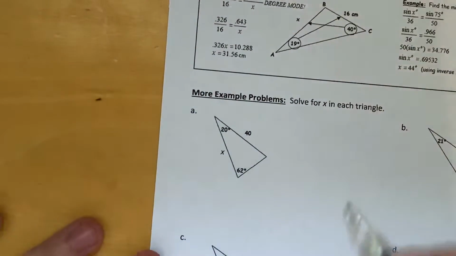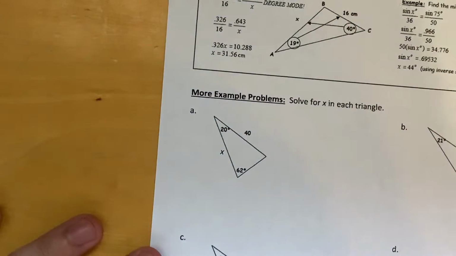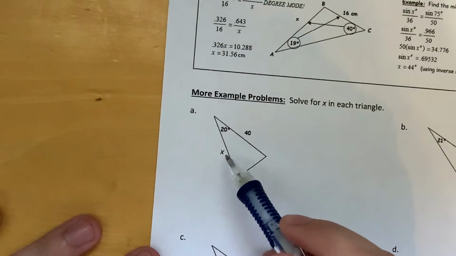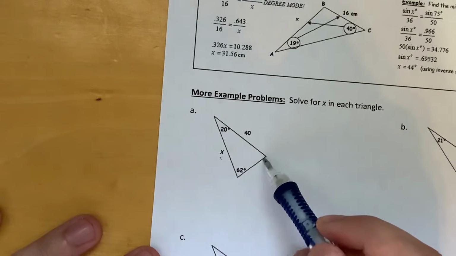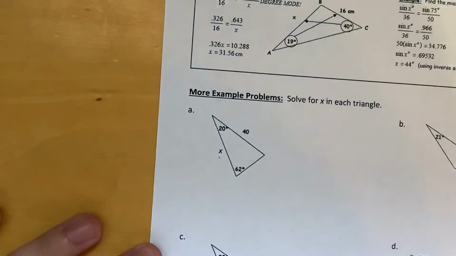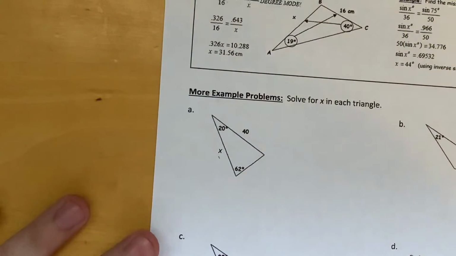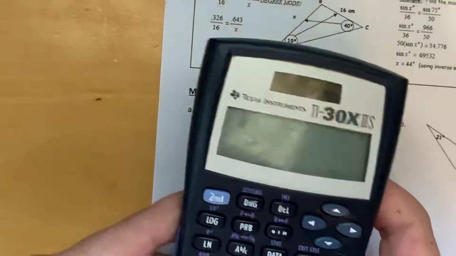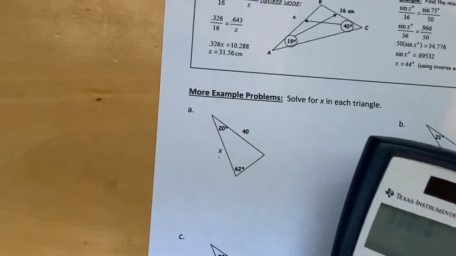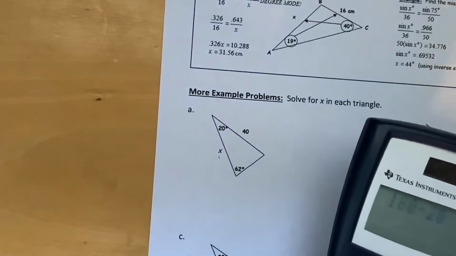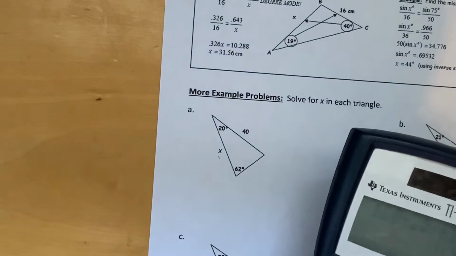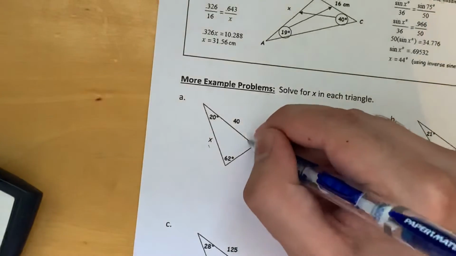So, what are we missing? Well, I have x, but I don't have the angle for x. How do I find that? Well, we can use the triangle sum theorem to do 180 minus 20 minus 62. And you get 98 degrees. So for this angle, 98 degrees.